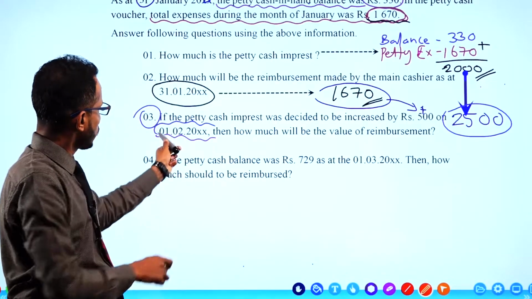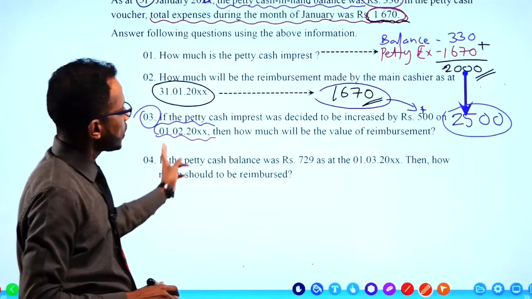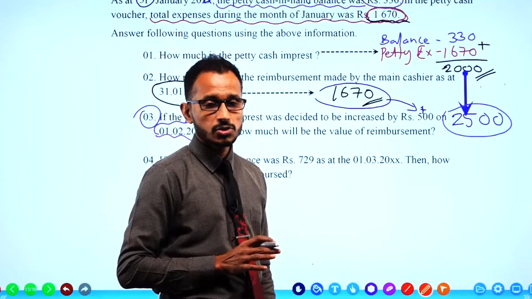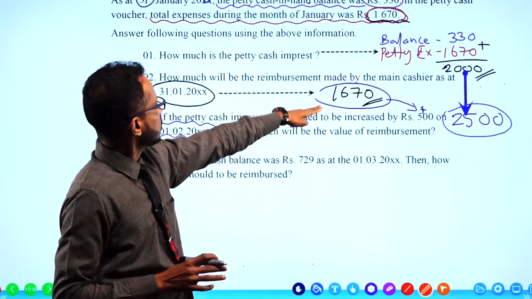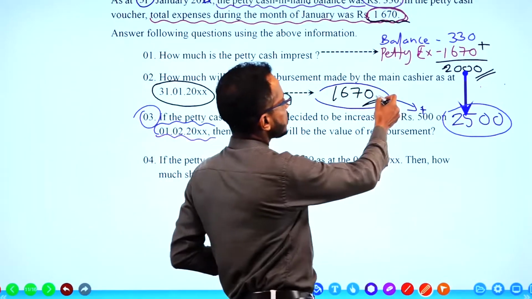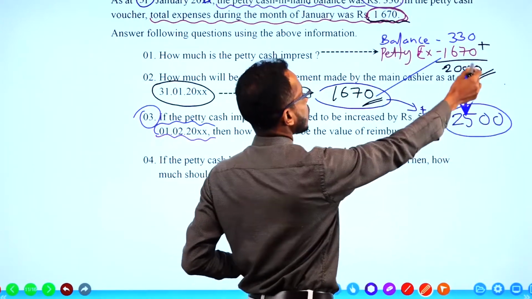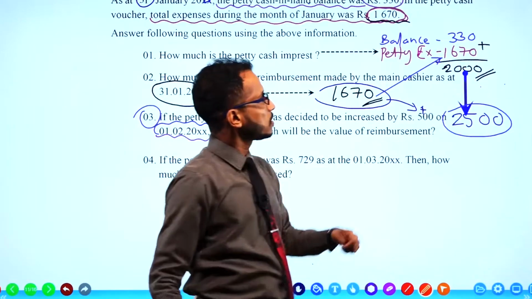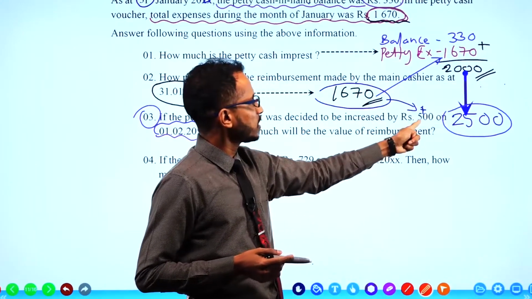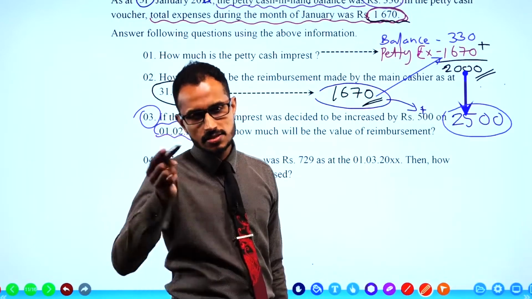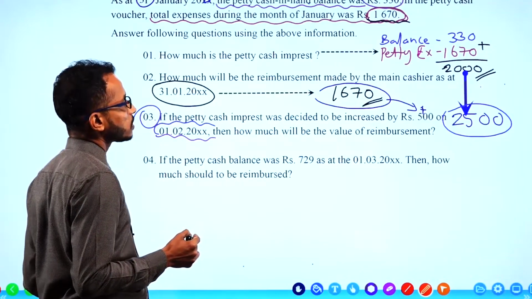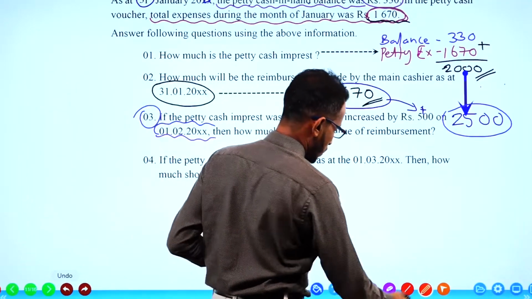Then, 1st February 2021. Now that I know that the petty cash imprest should be 2500, I looked at the earlier reimbursement. Earlier reimbursement was 1670. When 1670 was added to the petty cash balance remaining, it became 2000. But now 500 should be increased, so I added 500 to the earlier reimbursed amount. Easy as that.